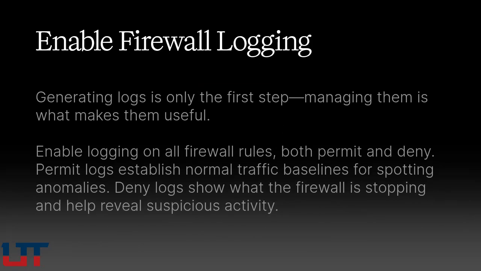Generating logs is the first step. Managing them so they're useful is the second. Enable logging on all the rules, both permit and deny rules. Permitted traffic logs tell you what's flowing normally and create the baseline against which anomalies are measured. Denied traffic logs tell you what's being stopped. Logging only deny rules gives you half the picture.